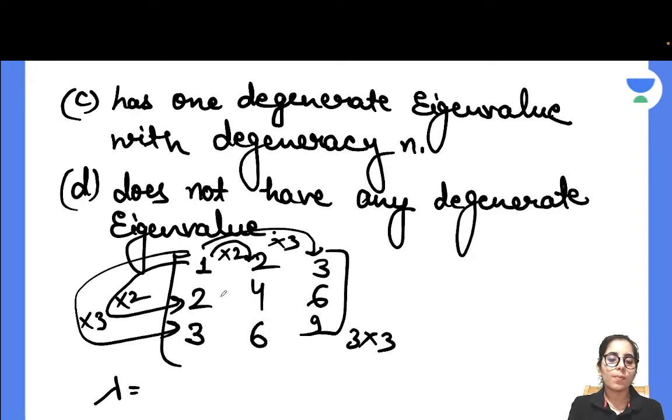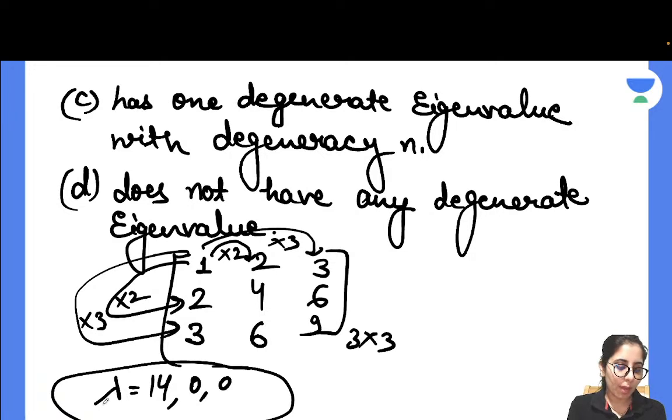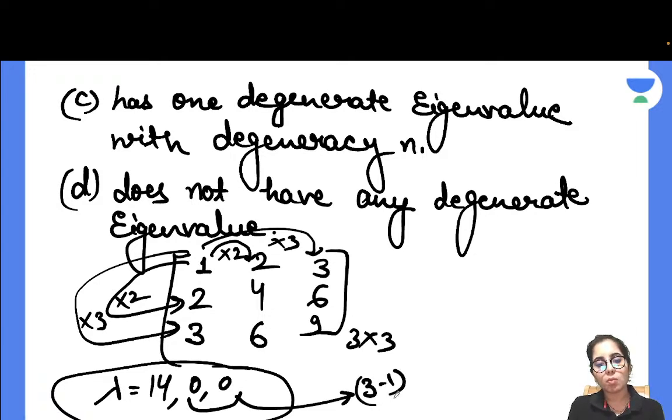The trace is what? The sum of principal diagonal elements, and the other ones 0, 0. This is how you will be able to consider it. Okay, so one degenerate eigenvalue you got, that is 0. And how many times you got it? 3 minus 1 times means 2 times, right? Which is n minus 1.